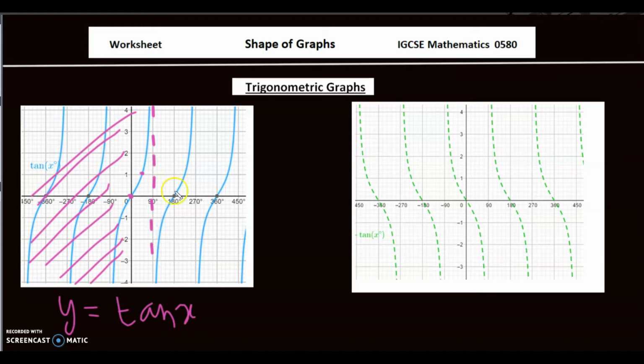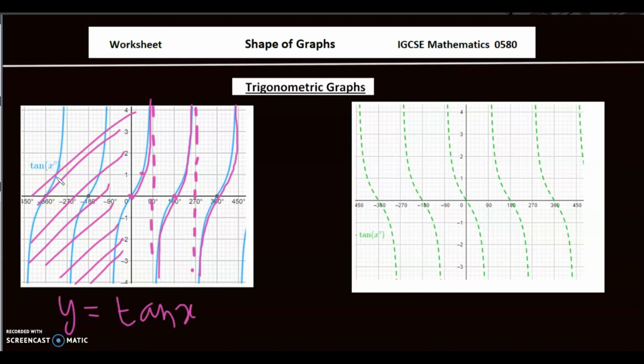Similarly, at 180, you'll get 0. At 270, you'll get undefined, which means there's no value of y when x is 270. So the graph is something like this. The values shoot up or shoot down. Again, the dotted purple lines are the asymptotes, where the distance approaches 0, but it's never equal to 0.